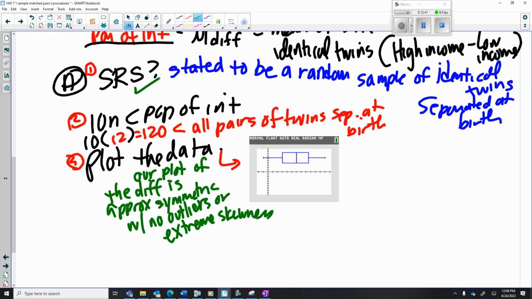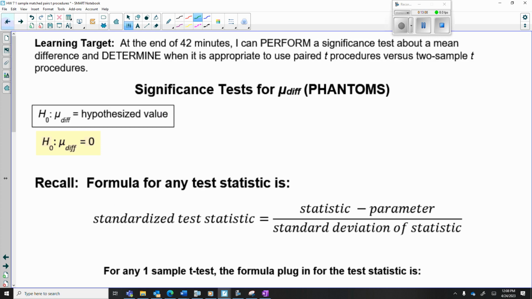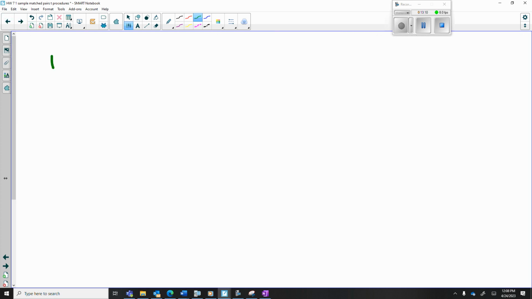10 times 12 is 120. Is that less than all pairs of twins separated at birth? I would hope not, but maybe that's kind of sad. And then we plot the data and we see that the sampling distribution, we see that the plot of the differences is approximately normal with no extreme outliers or skewness. So the x-axis here would be differences of IQs, A minus B. All right. So now we're allowed to proceed with the name. So the name is going to be A.